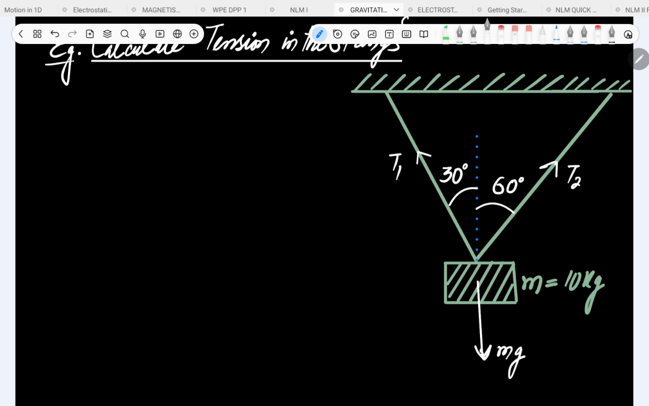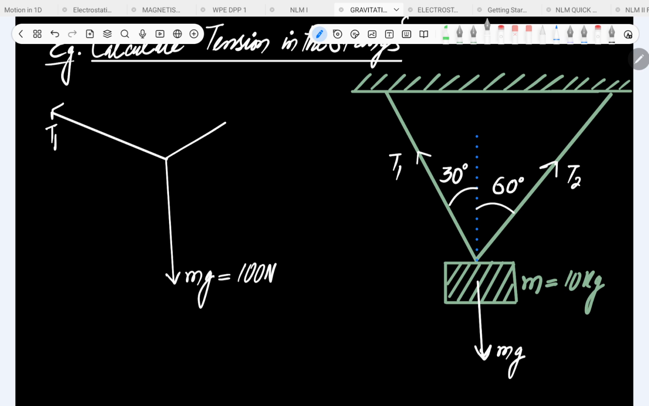What does free body diagram mean? That means we will show all the three forces acting on the particle. One force is in the vertically downward direction, and that force is equal to M multiplied by G, which is equal to 100 Newton. Force number 2 is in this direction, that is T1, and force number 3 is in this direction, that is T2. Next I am going to decide the values of these angles. There are three angles, and what will be the measure of these three angles?